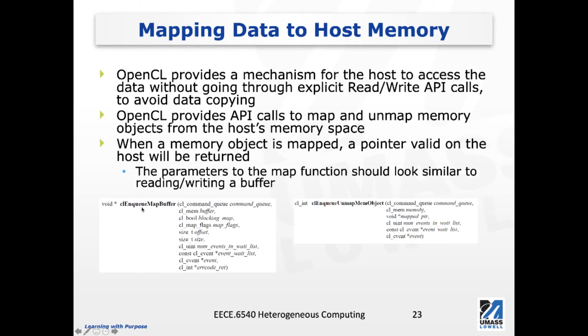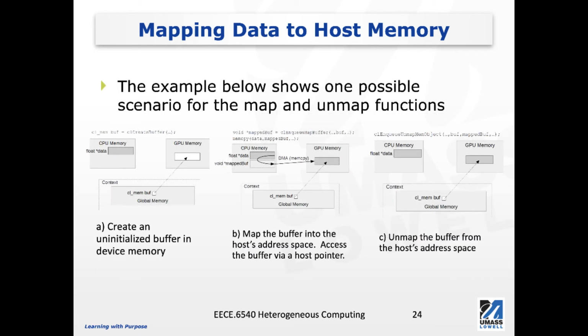When we use clEnqueueMapBuffer, what the OpenCL runtime attempts to do is to provide a pointer to the host side, so that the host can use this valid pointer in the host memory space to access the data in the device. It's similar to reading and writing to the buffers. Let me show you an example.